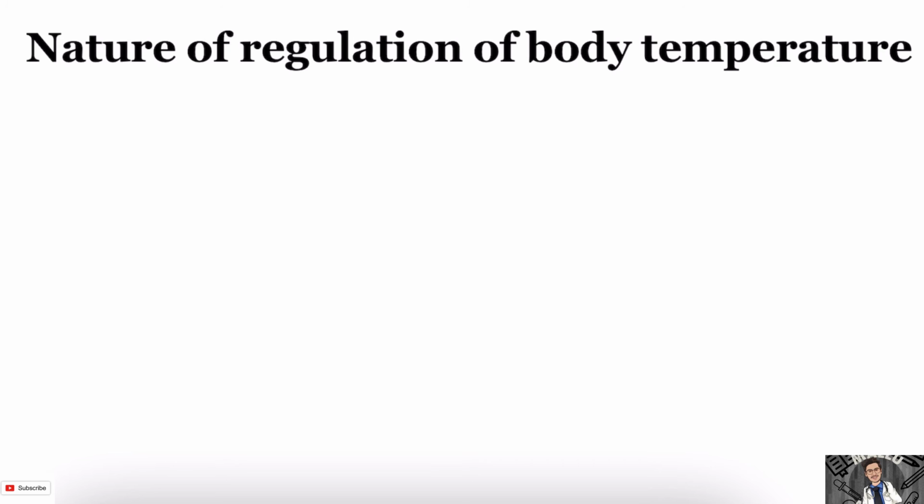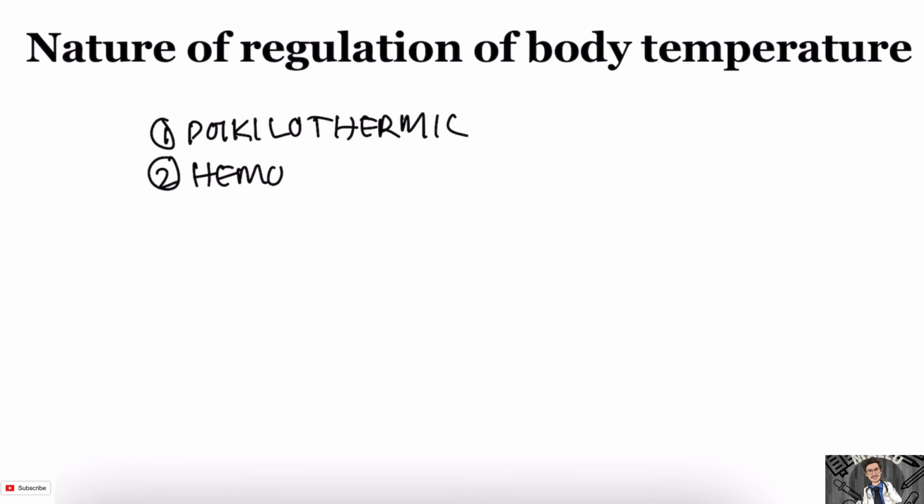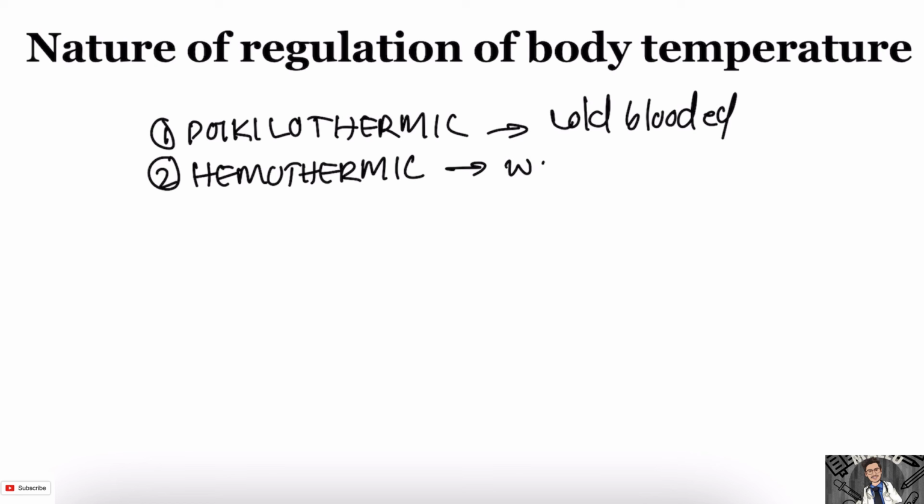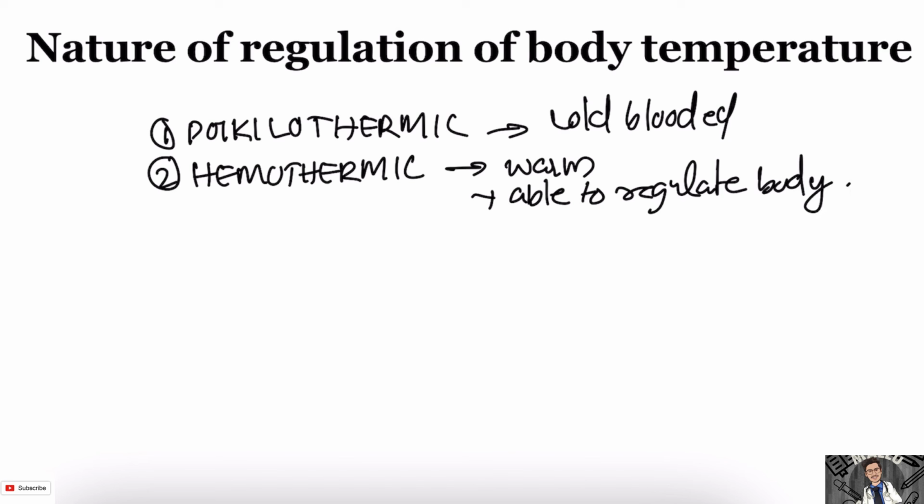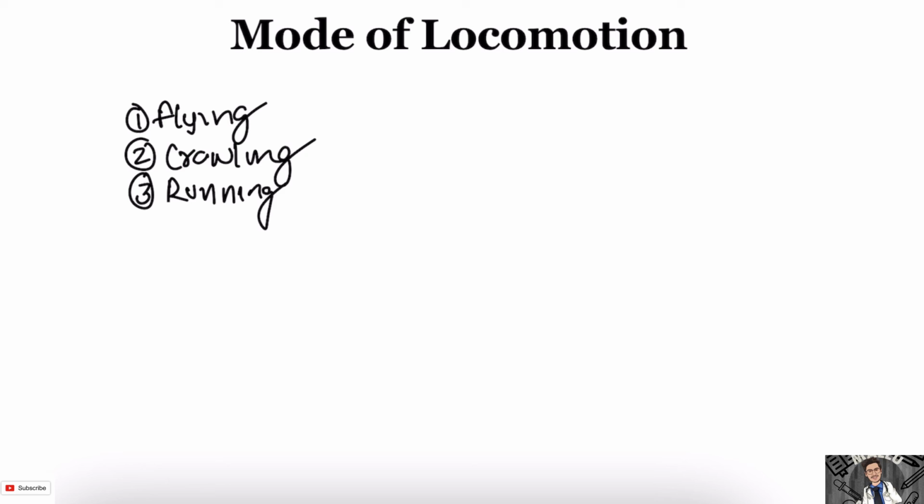Now, based on the nature of regulation of body temperature, we have poikilothermic and hemothermic type of organisms. Hemothermic and poikilothermic. So, poikilothermic are those organisms which are cold-blooded organisms. But hemothermic are warm-blooded. Moreover, they are able to regulate their body temperature. Alright. And now another classification is based on the mode of locomotion. It can be flying type like the birds, crawling type like snakes, running type. Alright, those are just the classification.